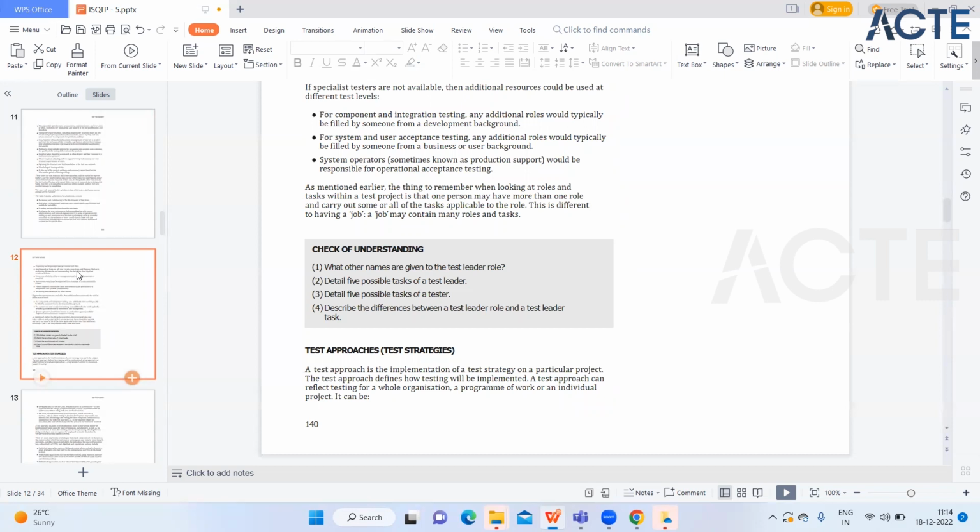The test approach defines how testing will be implemented. A test approach can reflect testing for a whole organization, a program of work, or an individual project. So test approaches or test strategies, what can they be?